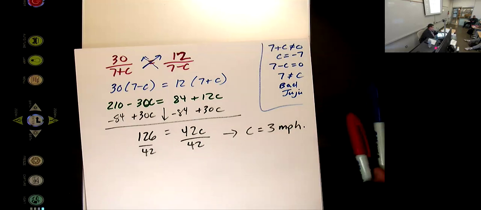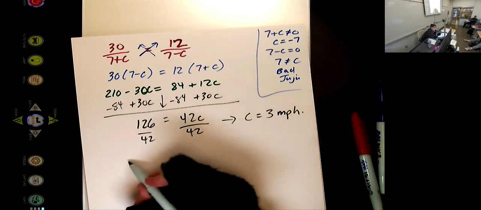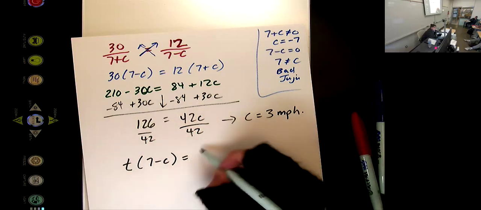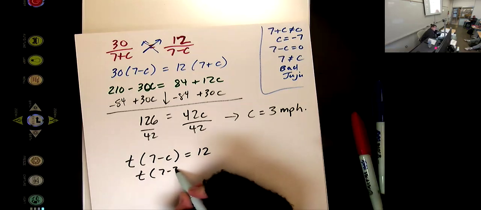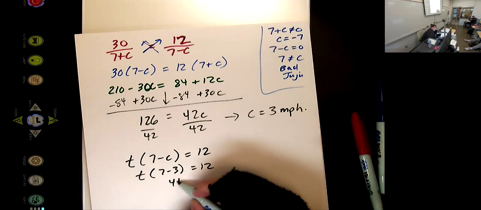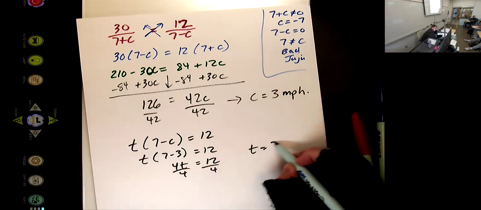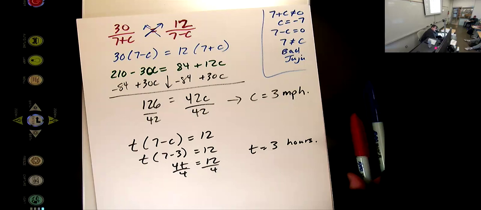Well, now let's just come back and pick one of these. We should go back to the very initial equation now, just to make sure I didn't mess up. So T times 7 minus C equals 12. So T times 7 minus 3 equals 12, or 4T equals 12. So T equals 3 hours.